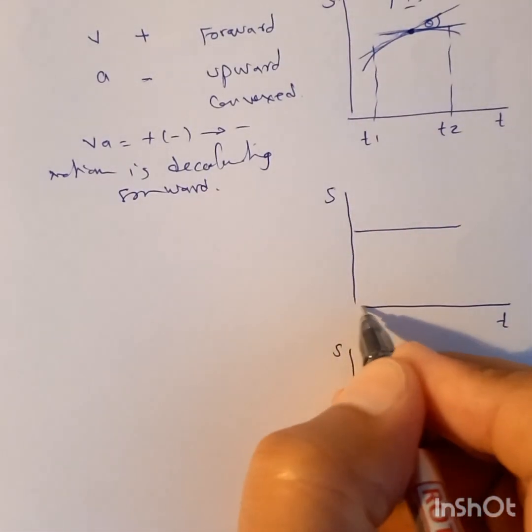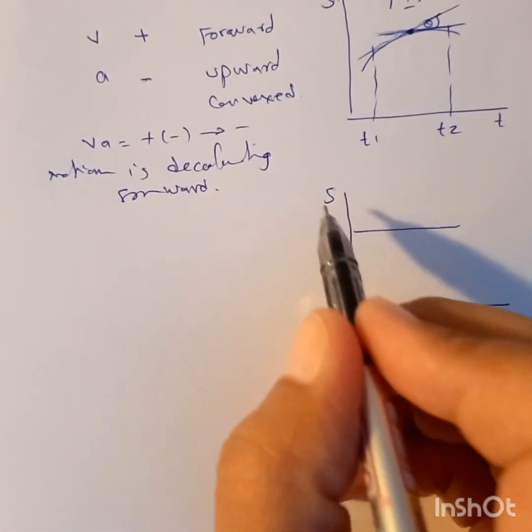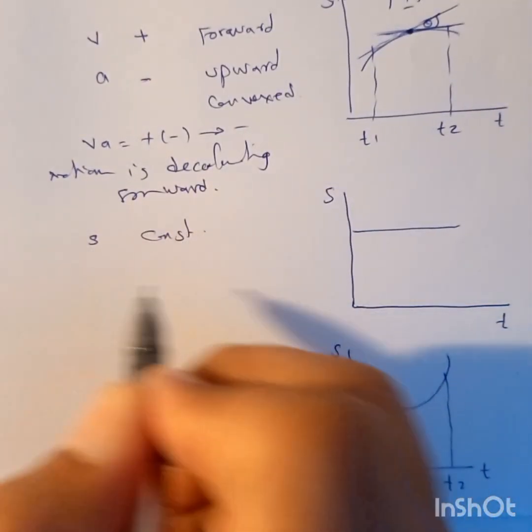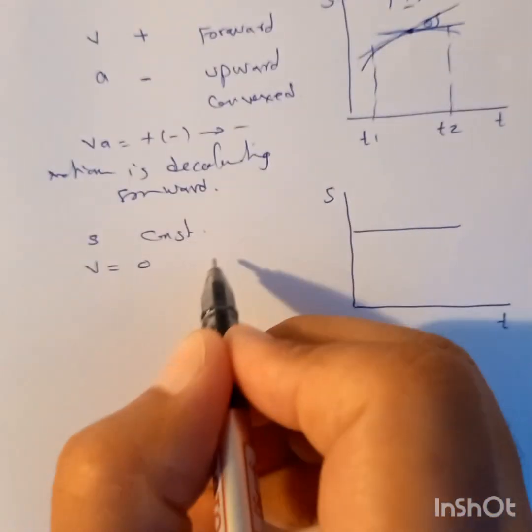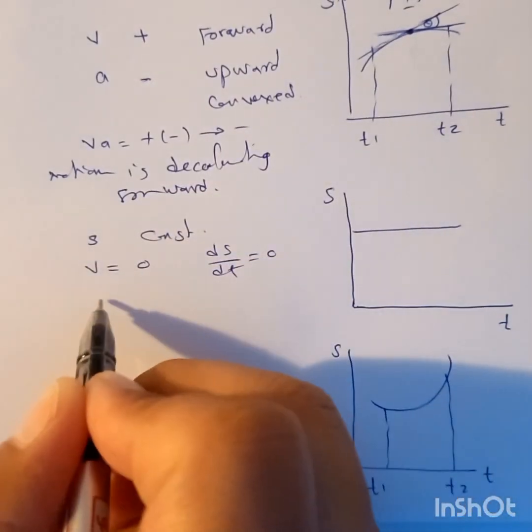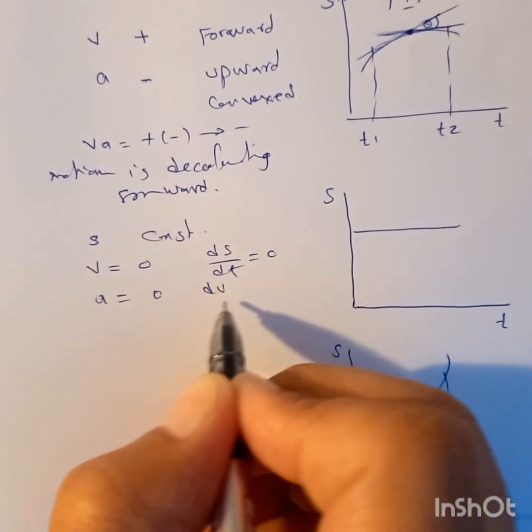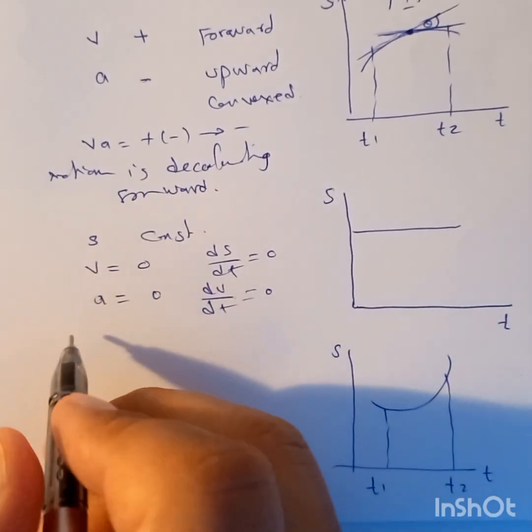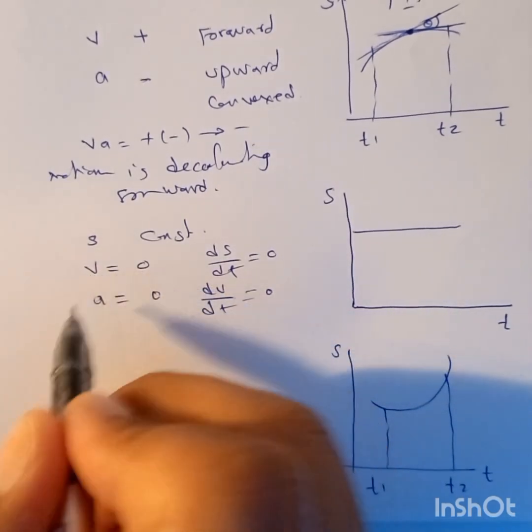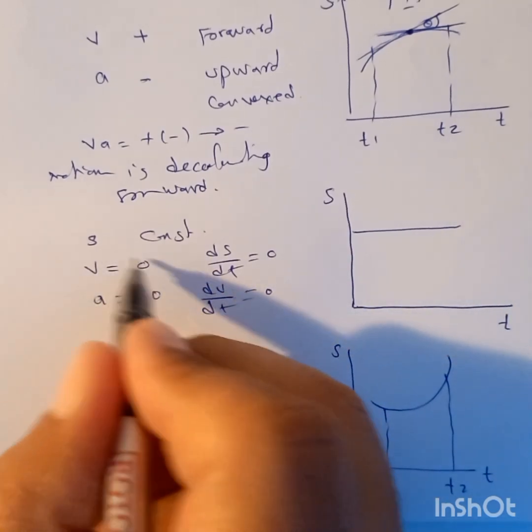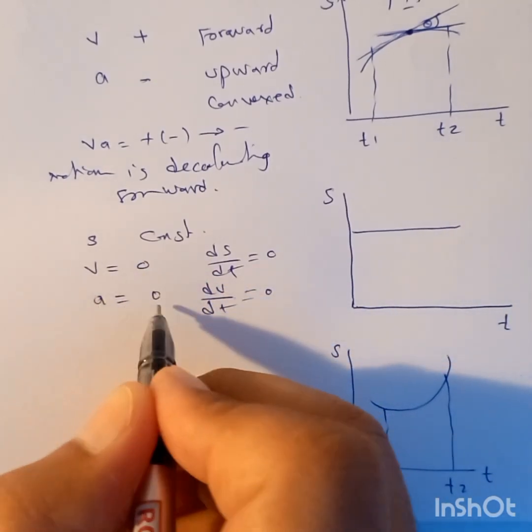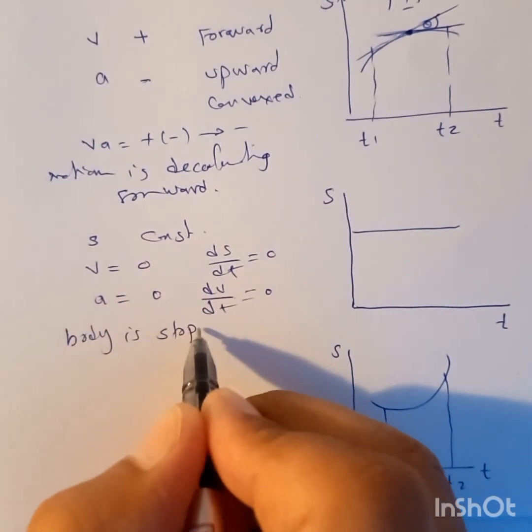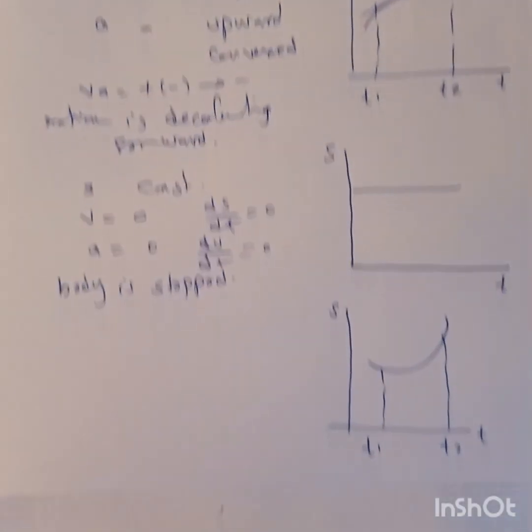Now we can apply the same steps or rules for this curve. We have an ST curve where s is constant. Then velocity equals 0, as velocity is ds/dt, and this is equal to 0, and acceleration equals 0, as acceleration is dv/dt, and this is equal to 0. Then the body's velocity equals 0, and acceleration is 0 as well. So the body is stopped, not moving.